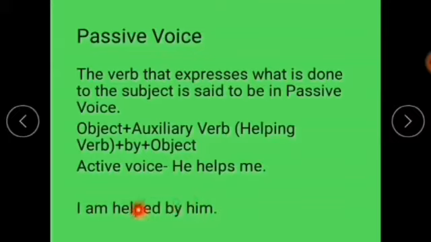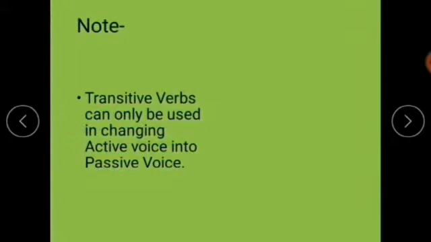You may think here why helped is used, when the active sentence has helps. In passive voice, always the verb's third form is used. It must be known to us that transitive verbs can only be used in changing active voice into passive voice.